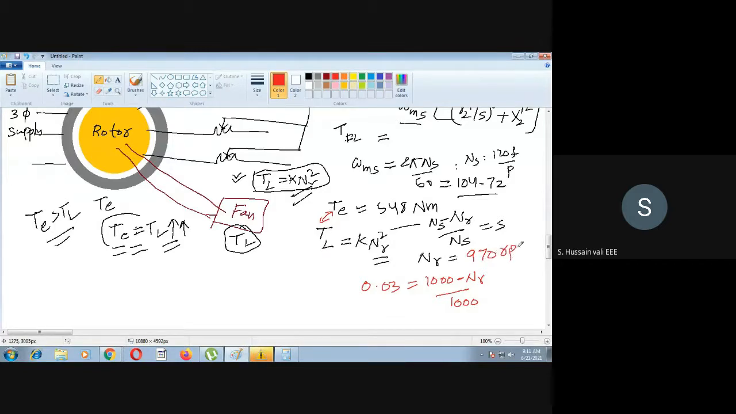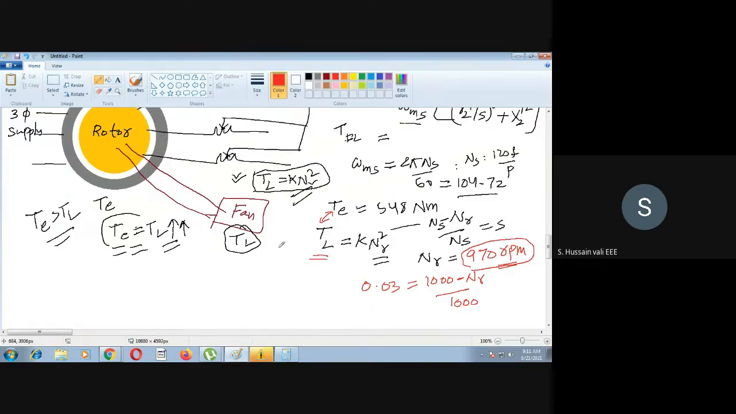So this is at full load. Please remember, this is at full load. It's very important. So this 970 rpm is at full load. So at this time, what do you do now? Anyhow, you have to equate this. Both are at equilibrium. Both are the same. Then TL is equal to TE.